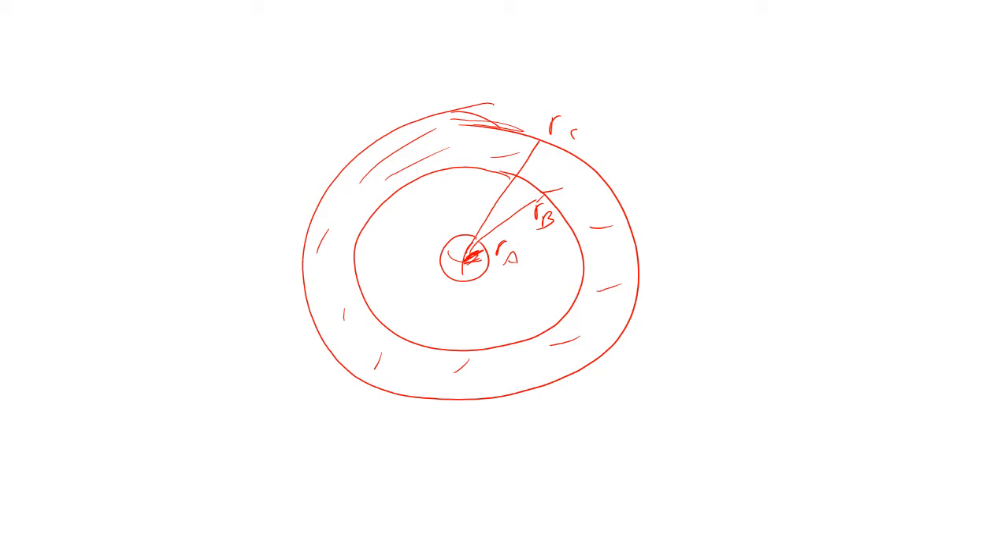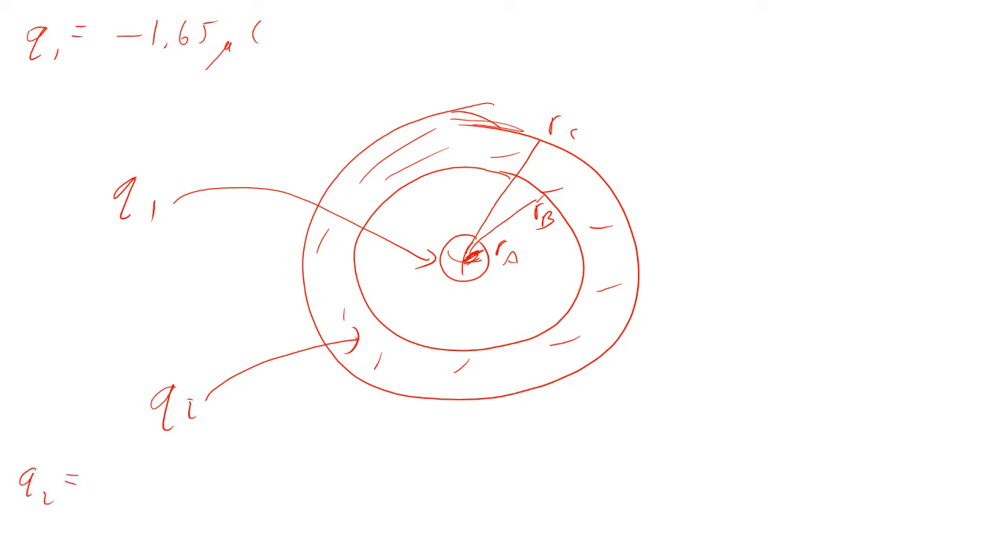And I'm going to put a charge Q1 onto the inner sphere and Q2 onto the outer sphere. So let's say that Q1 is going to be equal to minus 1.65 microcoulombs, and let's say that Q2 is going to be equal to plus 3.07 microcoulombs.